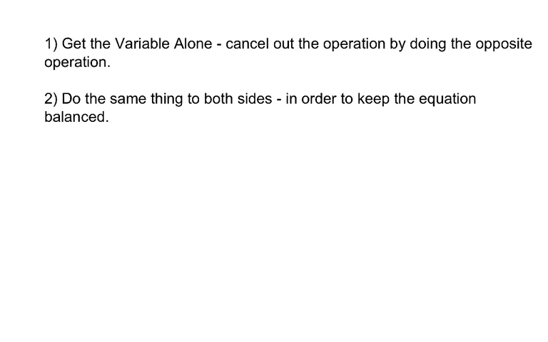So if I take a look at these simple rules, step 1, get the variable alone. We do this by canceling out the operation by doing the opposite operation. Step 2, do the same thing to both sides, and the reason why we do this is to keep the equation balanced.